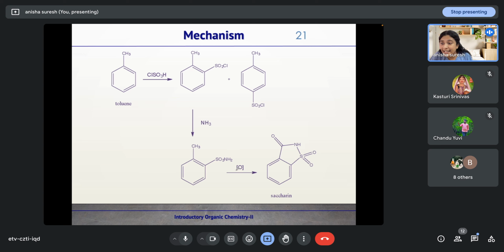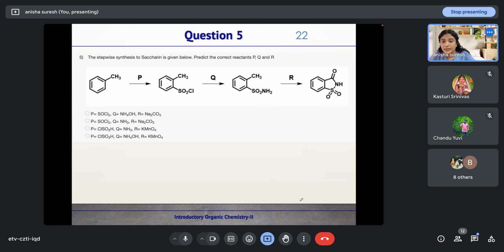So any oxidizing reagents will work. In our case, they have given KMnO4. KMnO4 is a good oxidizing reagent. So that will oxidize this methyl group into a carbonyl group, and this NH2 will attack on that, and again it will oxidize that alcohol that will be forming, leading to formation of the saccharin. Okay, so this will be the right answer.